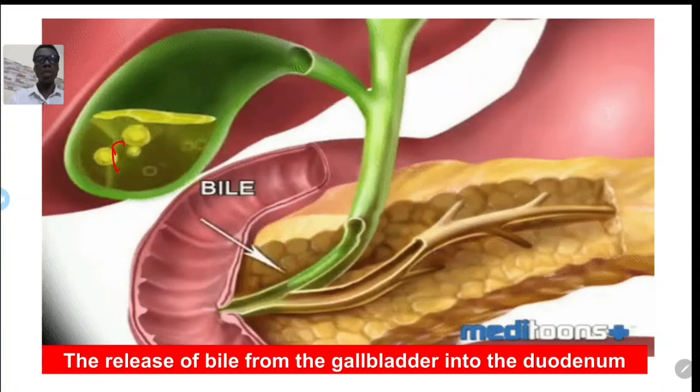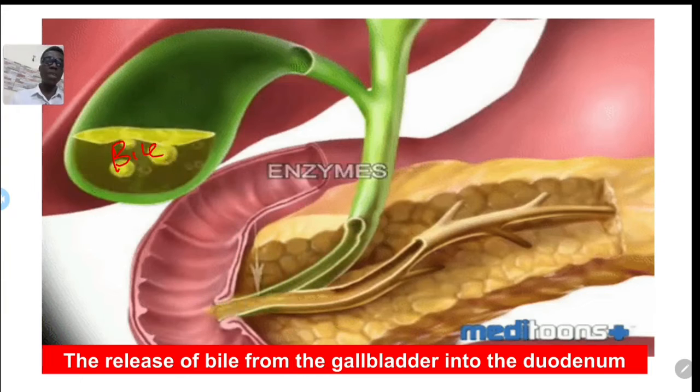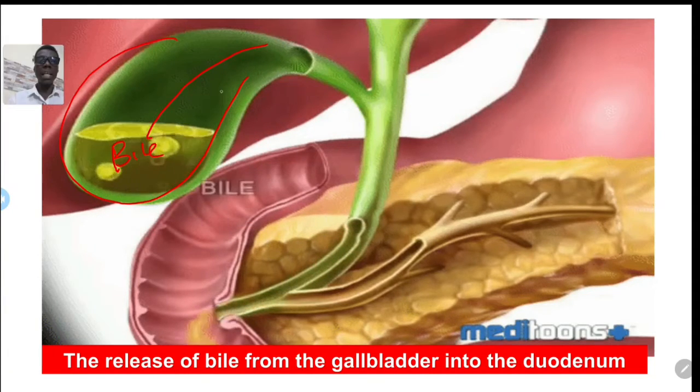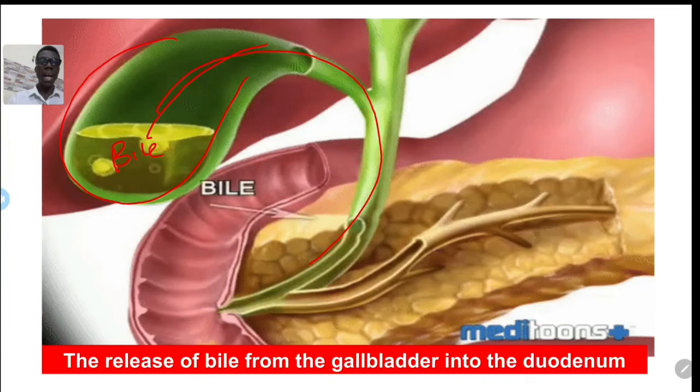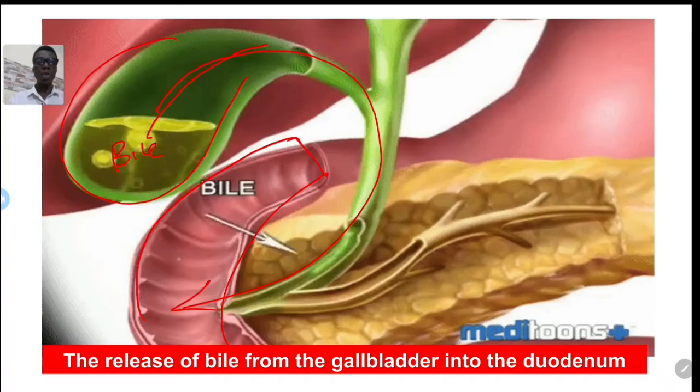Structure here where I put the B-I-L, that is the bile. Is the bile flowing? You can see the arrow showing you that it's coming through. This is the gallbladder. This whole structure is the gallbladder. So it's going this way like that into the small intestine. This is the duodenum, this part where I put the D.